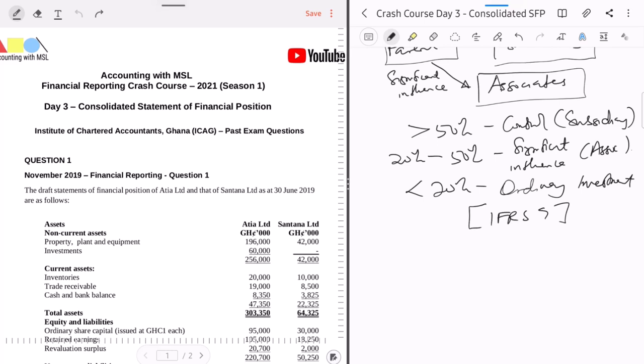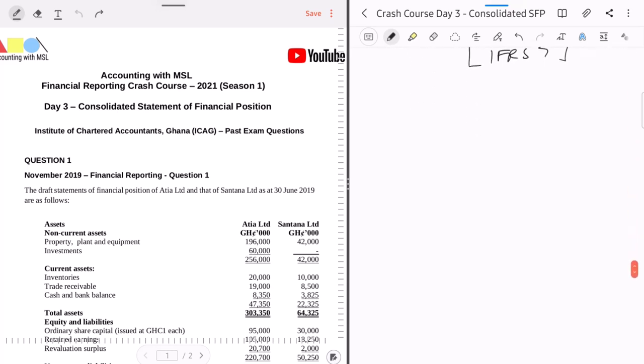Ordinarily, they'll end up being a financial asset, or to be specific, an equity investment in terms of being a financial asset. In accordance with IFRS 9, it will be carried at fair value through profit or loss in most cases. So this is a high level overview of the standard. Let us start the question.